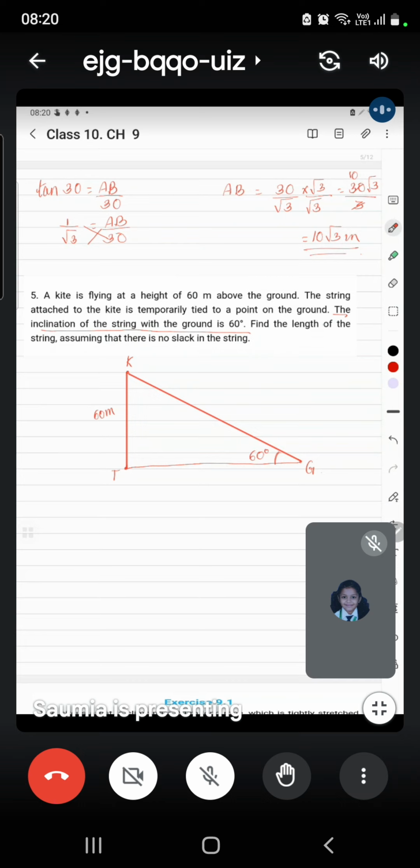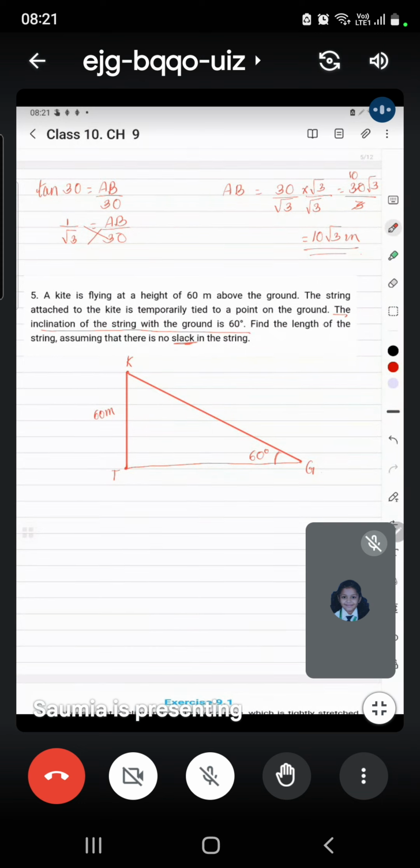You have to find the length of the string assuming that there is no slack. Slack means there is no loose portion. It is tightly tied. Okay, it's like a straight line. Okay, that's the meaning of slack. You will learn the word in physics also later. That means the string is not tied loosely but stretched and tied tightly. That's the meaning of slack.